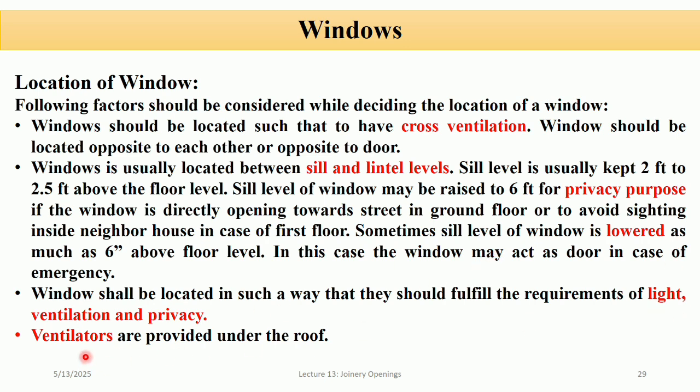So for light, ventilation and privacy, the window location should ensure sufficient natural light and fresh air while also maintaining privacy for the occupants. Use of a ventilator. So in addition to window, ventilators are installed just below the roof level to allow hot air to escape, further improving air circulation.